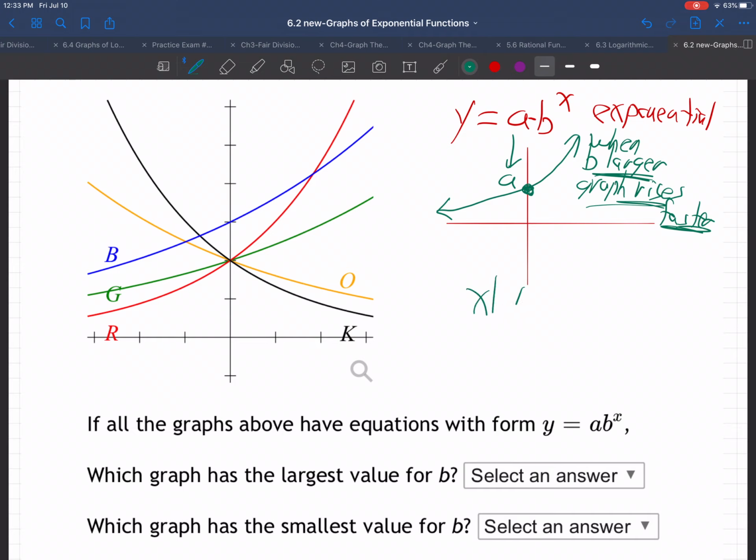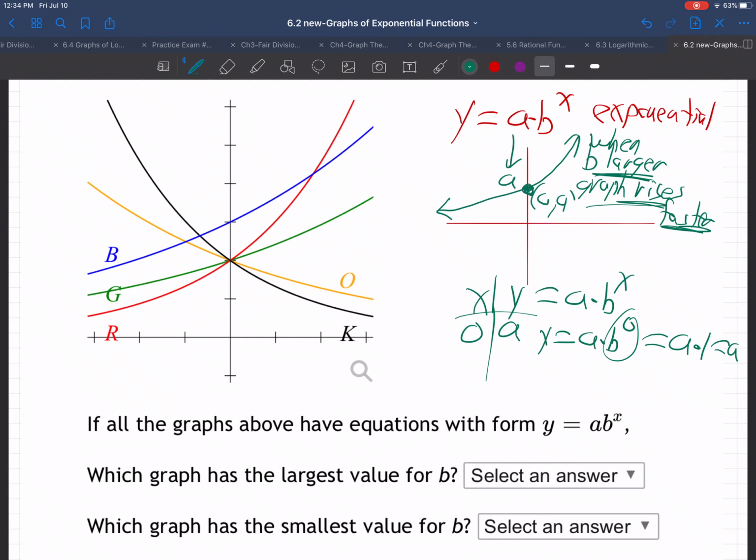Why is that? I don't want to give you rules without reasons. If you plug in 0 for x, y equals a times b to the x, so you're going to get y equals a times b to the 0. What's anything to the 0 power? Do you know that? It's 1. So a times 1 is just a. So over 0, up a. That's why the point over 0, up a is on the graph, because if you plug in 0 for x, you're going to get it. So that's why that's at a.